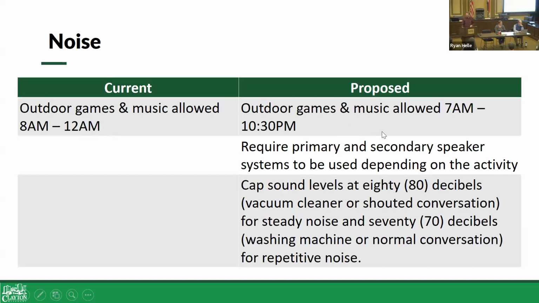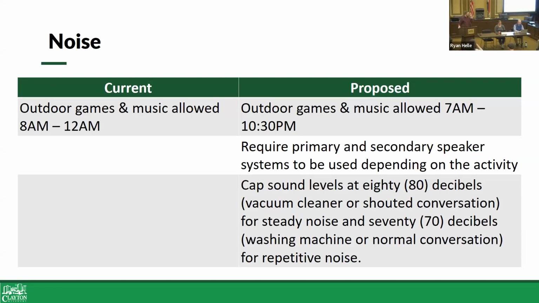It would allow outdoor games and music from 7 a.m. to 10:30 p.m. It would require a primary and a secondary speaker system on the site. The primary is the one with the PA. When a game is going on, you've got an announcer saying who's coming up to bat, along with the music in between innings and all of that. That would be the primary system. The secondary system would be intended for practices and other things, so that would be a quieter system at a lower level.